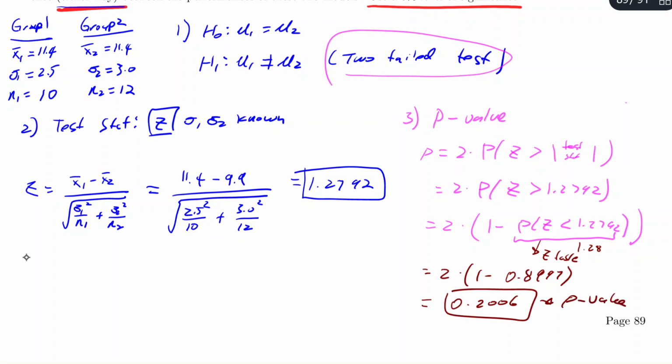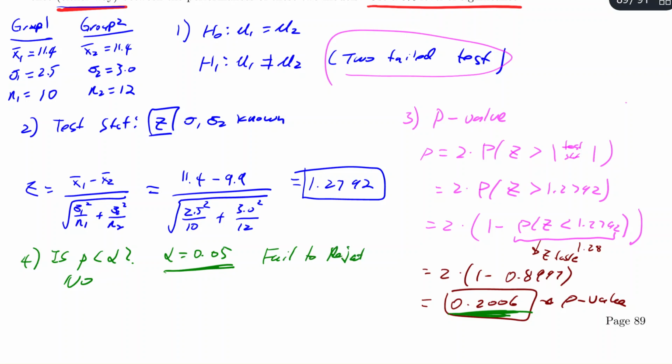So then for the fourth step, again, we're comparing. Is p less than alpha? Well, our p-value is 0.2006. Our alpha value was 0.05, 5%. In this case, no. 0.2 is bigger than 0.05. So answer is no. So we fail to reject H naught.